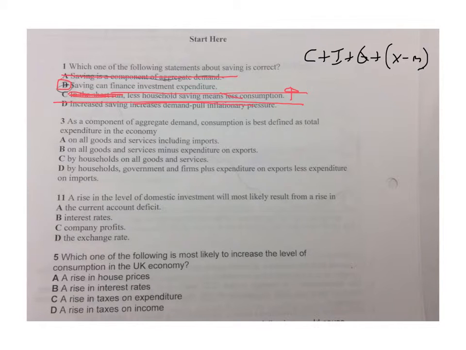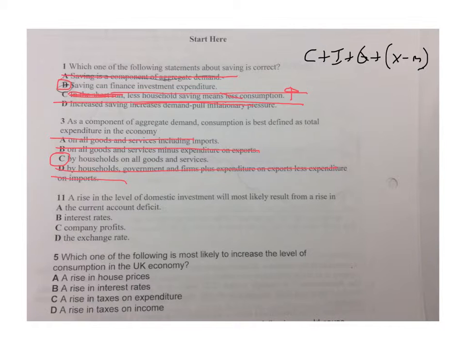The next one: as a component of aggregate demand, consumption is best defined as total expenditure in the economy on, right? There were 4 answers here, and it's so tempting to go for D, because D is the longest, so therefore it must be right, but it's not. We're only talking about consumption, and the definition for consumption is just by households on all goods and services. So the answer is C. You'll just get used to the idea that actually a good definition doesn't have to be that long. That's perfect.